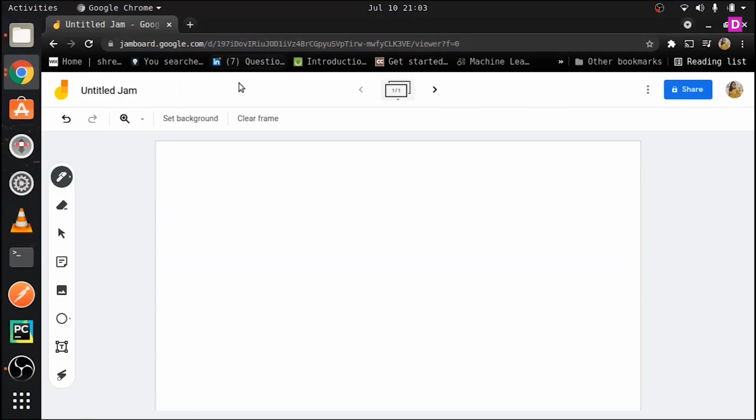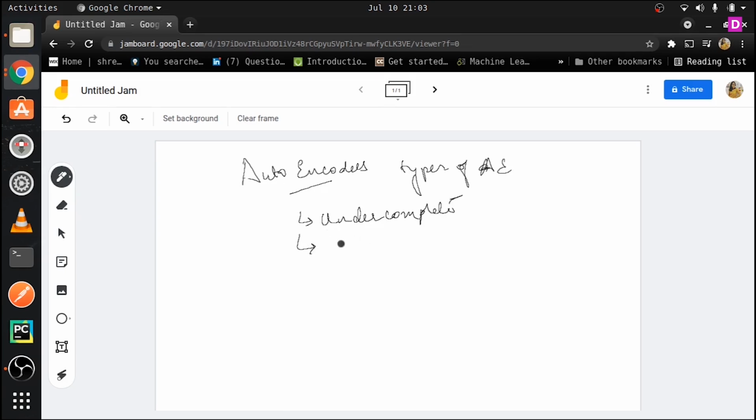So in the last class we talked about autoencoders. We talked about the different types of autoencoders. I'm just writing AE here, okay? So what are the different types of autoencoders that we talked about? We talked about undercomplete. Then we talked about denoising. We also talked about sparse, right?